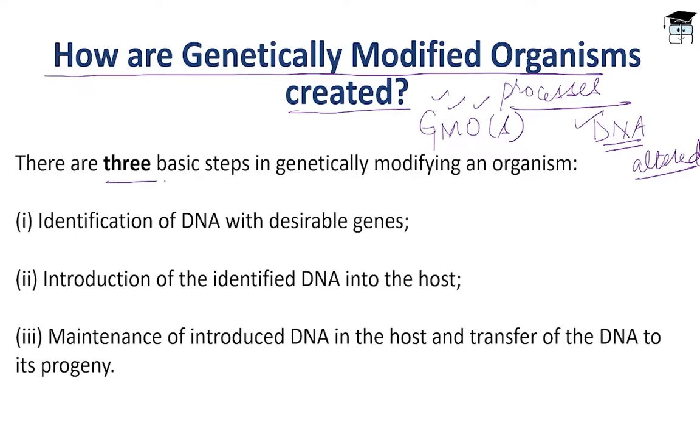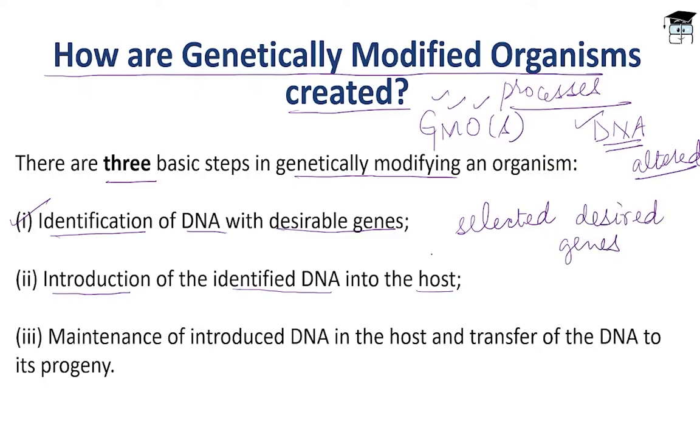There are three basic steps in genetically modifying an organism. Okay. The first step is identification of DNA with desirable genes. Firstly, we need to identify what genes are desired by us. Okay, then only we will extract out those genes, right? Second is the introduction of identified DNA into the host. Now we have selected desired genes. Okay, and now we are going to introduce these selected desired genes into the host.